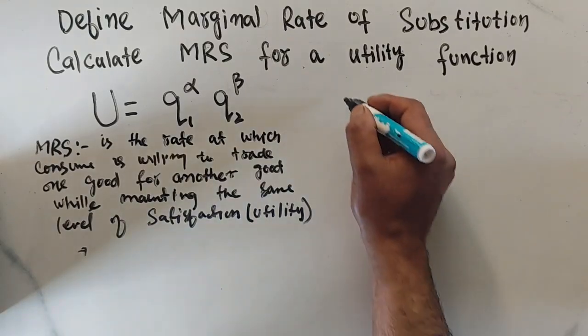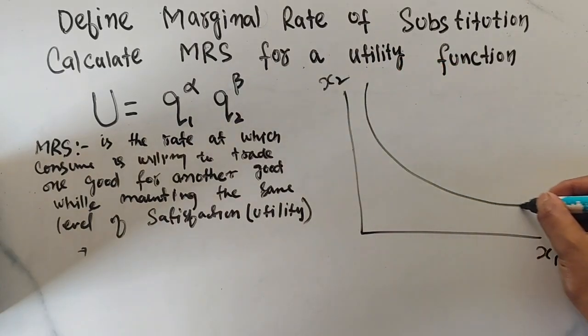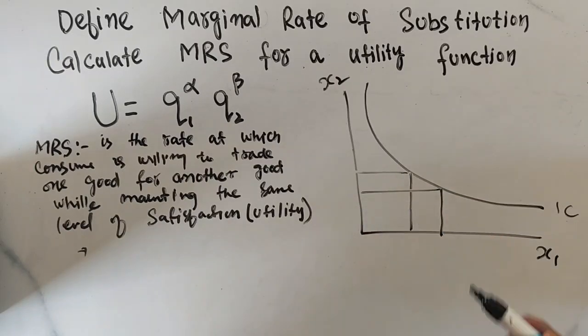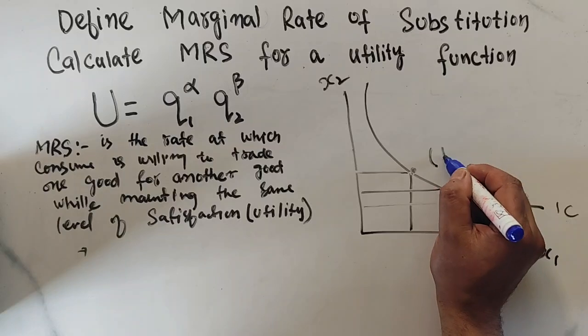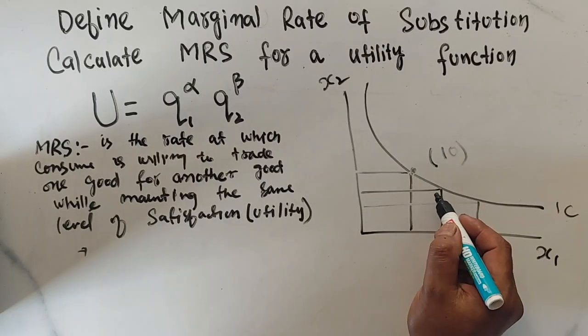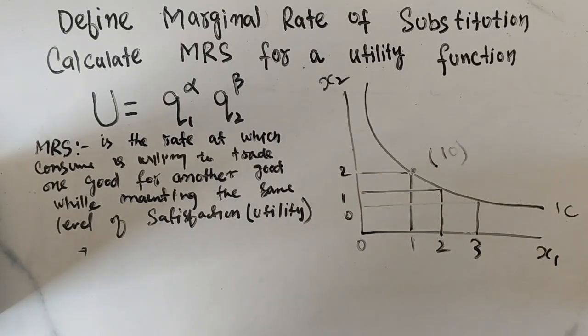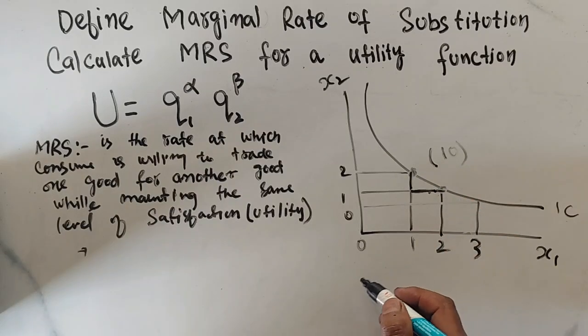Okay, so if I draw a simple graph here, let us say we have good x1 on the horizontal axis, good x2 on the vertical axis. If this is our indifference curve, it is the rate at which we are willing to sacrifice one good for another to maintain the same level of utility. Let us suppose at this point we are getting a utility level of 10. Now if I sacrifice one, let us say here you have 0, 1, 2, 3 and 0, 1, 2. If I am moving from this bundle to this bundle, how many units of good x1 I need to sacrifice for one additional unit of good x2 to maintain the same level of utility, that is shown by the marginal rate of substitution.